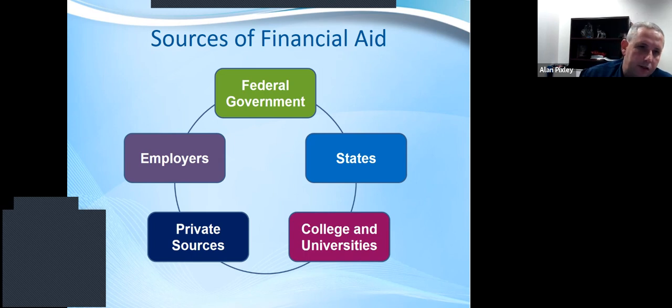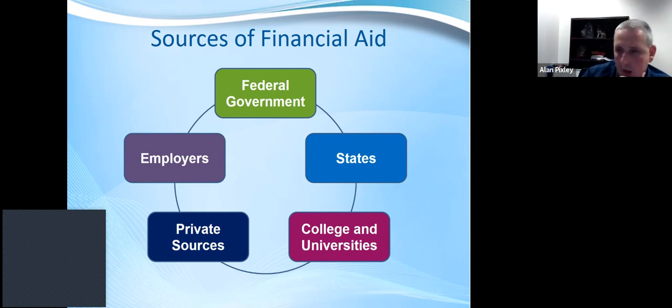And then employers is another source of financial aid. You may even think about your employer, where you work or where your parents may work, that may have some type of scholarship program. Chick-fil-A has a scholarship program that their employees can apply for. So many employers are doing those kind of things, and they want their employees to be the benefactors of those scholarships.